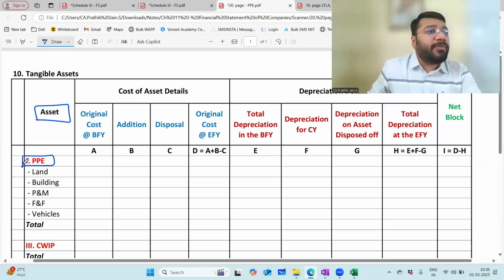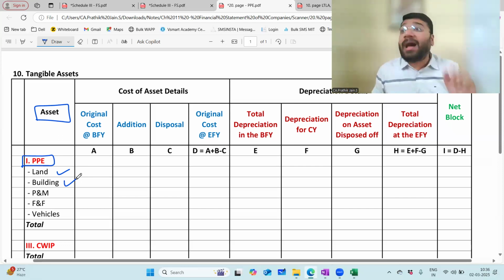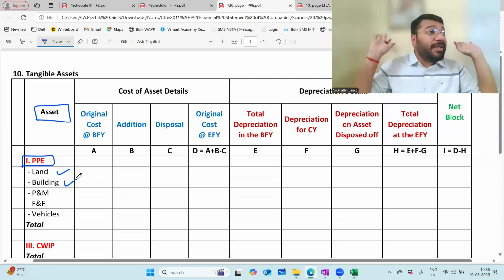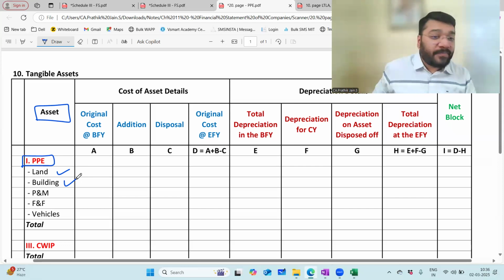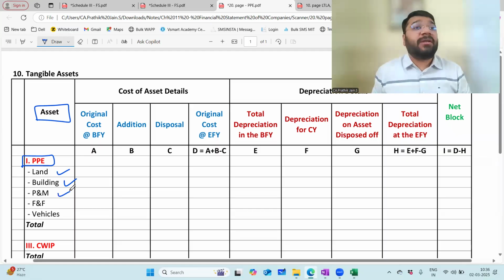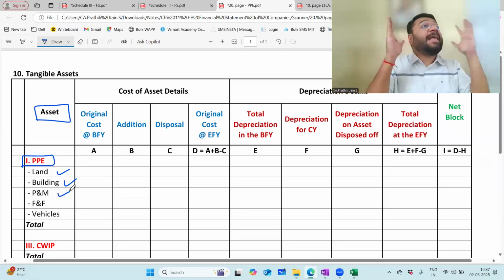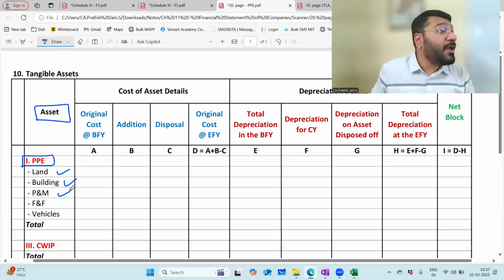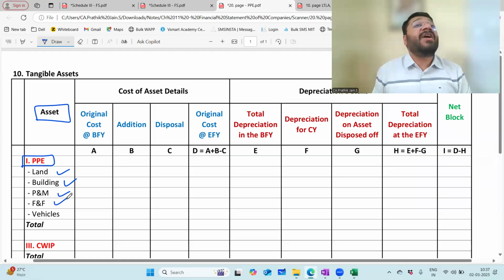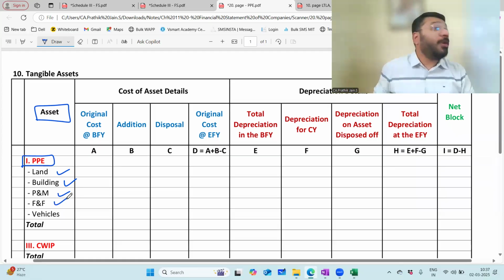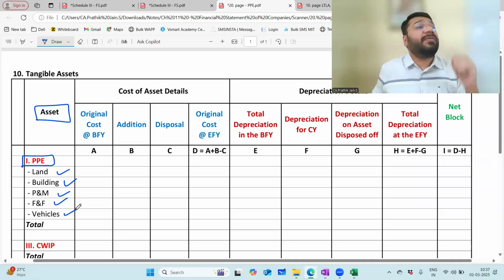What is the meaning of property, plant, equipment? You have purchased the land. You have the complete ownership of land with you. You have a building. The building is not half finished. The building is completed, finished, and you are staying in that building. You are buying a plant and machinery. It means you are completely utilizing that plant and machinery for your business, for production and manufacturing. F&F stands for furniture and fittings. You have purchased the furniture, you have done the fittings, you are using that for your business. Vehicles.